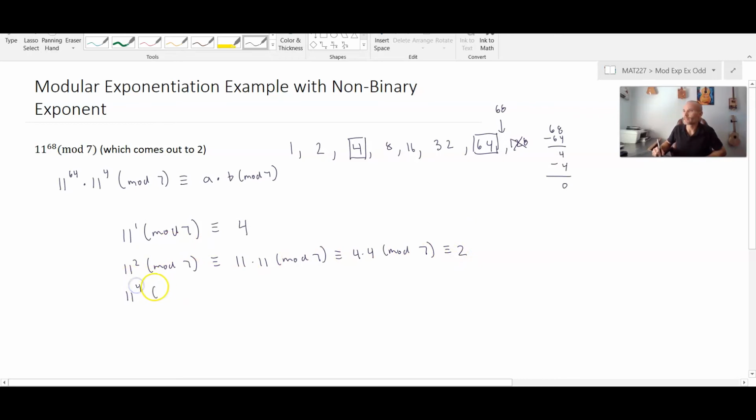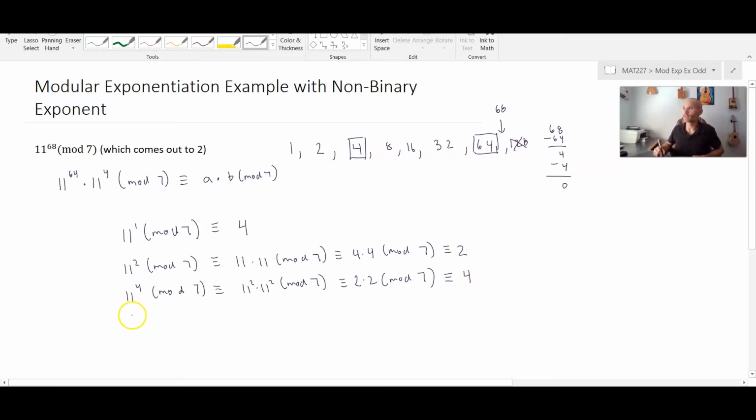11 to the 4th mod 7 is congruent to 11 squared times 11 squared mod 7, which is congruent to the remainder of 11 squared mod 7, which is 2 times 2 mod 7. And that's 4 mod 7, and 4 mod 7 leaves a remainder of 3. Excuse me, a remainder of 4. Because 4 divided by 7 is 0, remainder 4.